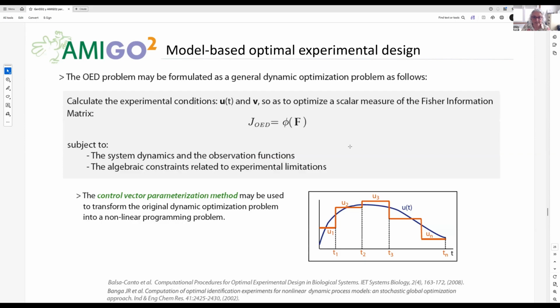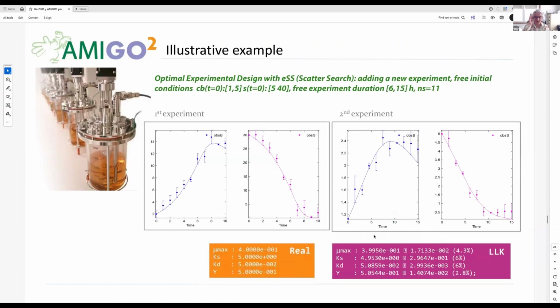So the problem is solved numerically, and in the case of having the possibility of manipulating stimulation conditions, we would use what we call control vector parameterization to simplify, let's say, the problem, to make it numerically tractable. But this is, of course, transparent to the user.